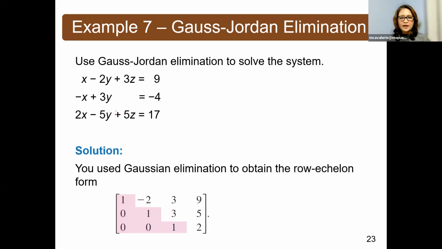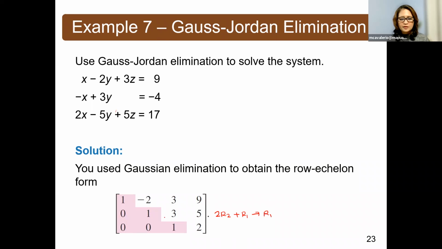Now, to find the reduced row echelon form of this matrix, we have to perform what you call a backward process. Since we already have the leading ones, what we need to do is to make this 0, to make this 0, as well as to make this 0. Take twice row 2 and add that to row 1 to be our new row 1.